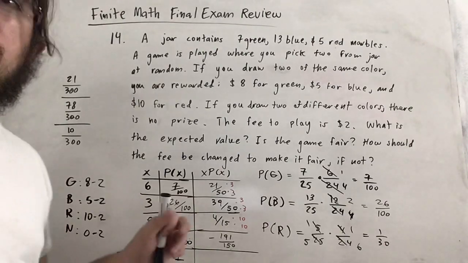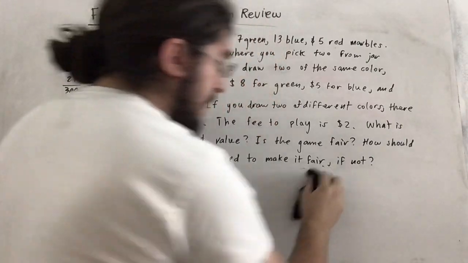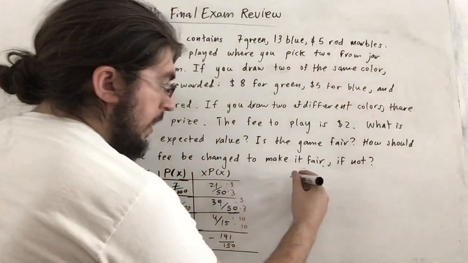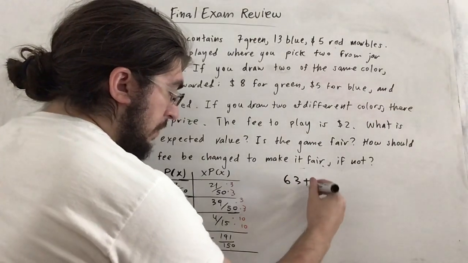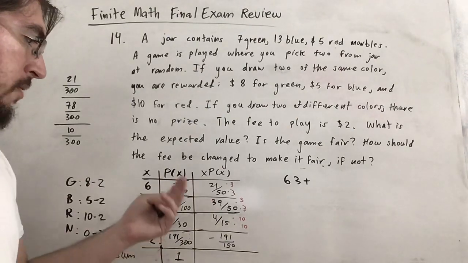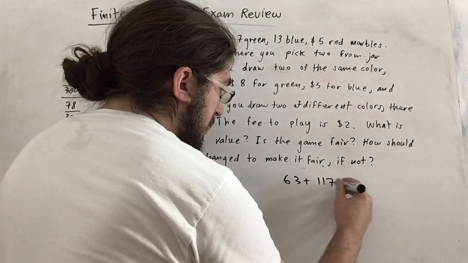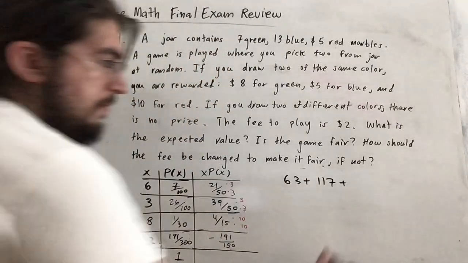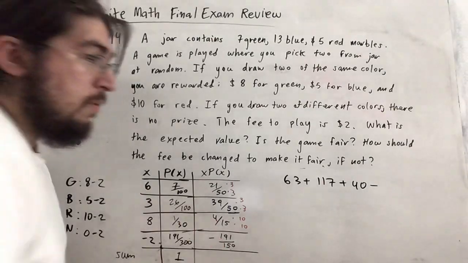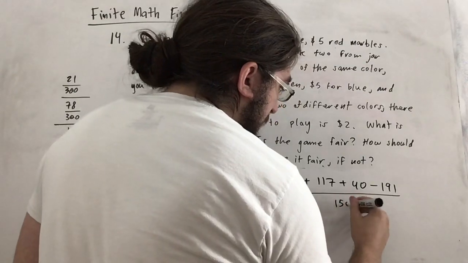So let me see if I can write that result here. I don't think it's actually too bad. So 21 times 3 is going to be 63, plus 3 times 39, well, let's see, 3 times 30 is 90, 3 times 9 is 27, 90 plus 27 is 117, good, plus 40, minus, because this is negative 191, and then all over 150.